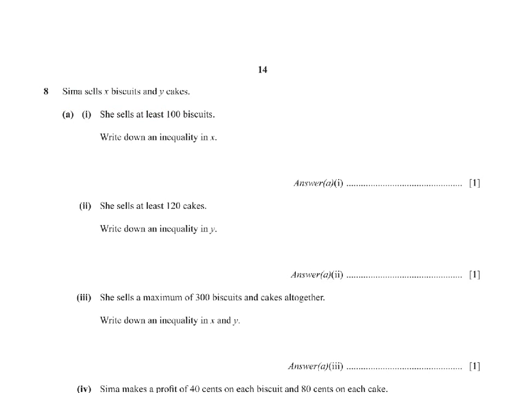Seamas sells X biscuits and Y cakes. She sells at least 100 biscuits. Write down an inequality in X. So at least means equal or more. That is important, so just take a minute to think about what that means, at least. That means equal or more. So at least 100 means 100 biscuits or more. So X has to be bigger or equal to 100.